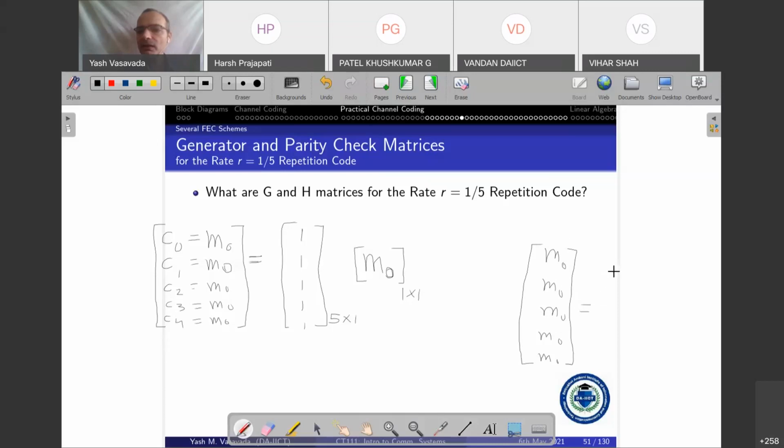And over here, what I want is a vector with 4 zeros. Why 4? Because this vector always has a length of the number of redundant bits that we are adding. In this case, we added 4 redundant bits. So this is always a 4 cross 1 vector. This is always n cross 1. In this case, 5 cross 1.